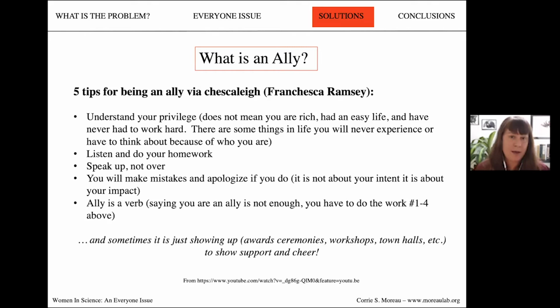And sometimes it's just showing up. An example of that is that all of our colleagues are paying attention to each other. So if maybe there's a diversity awards program at Cornell and somebody in your department is receiving an award, just be there. They notice who's there. So make sure that you're present at award ceremonies, at workshops, at town halls. Just be there to support and cheer.